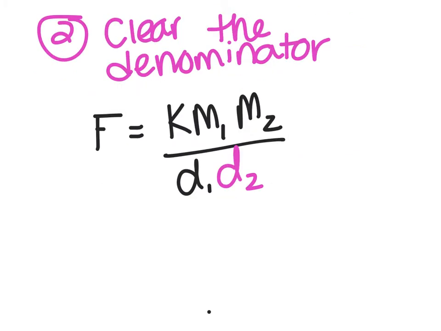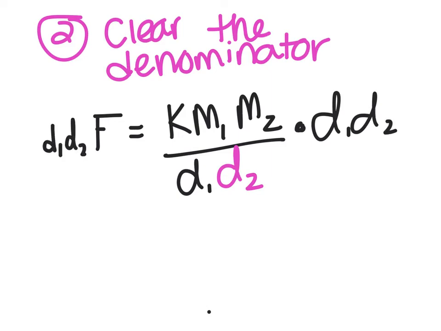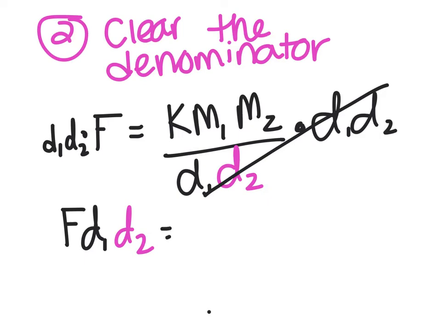The second strategy we discussed is clearing the denominator. The variable I'm interested in is in the denominator, and it's really not useful there. So what I want to do is get it out of the denominator. To do that, I'm just going to multiply both sides by the denominator. And so now the denominator on this side cancels, and my new equation is f times d1 d2 is equal to k times m1 m2.